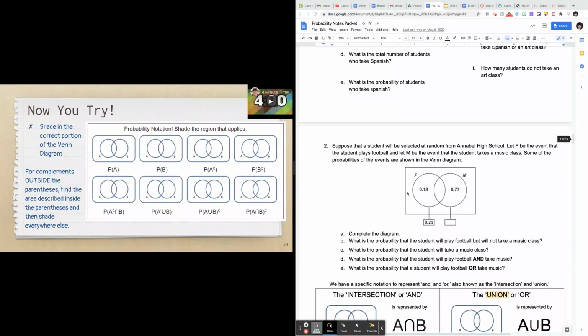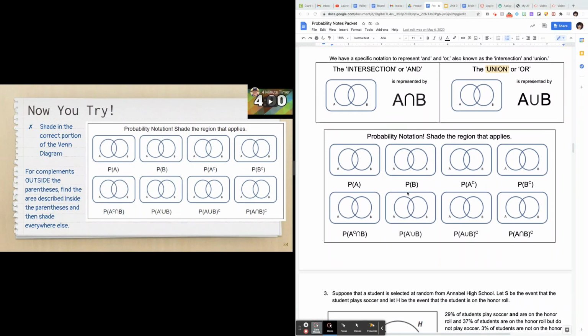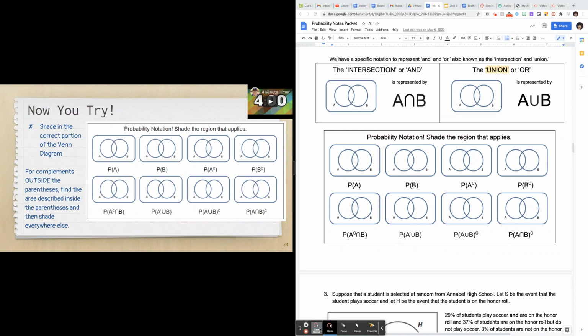Okay, what really helps a lot of people understand Venn diagrams a little bit better is when they can see visually where things are shaded, okay? So if I wanted to know where the intersection of two events is, like I said, it's this area right here. So you would have to shade all of that in, right? It's where the two circles overlap, okay?